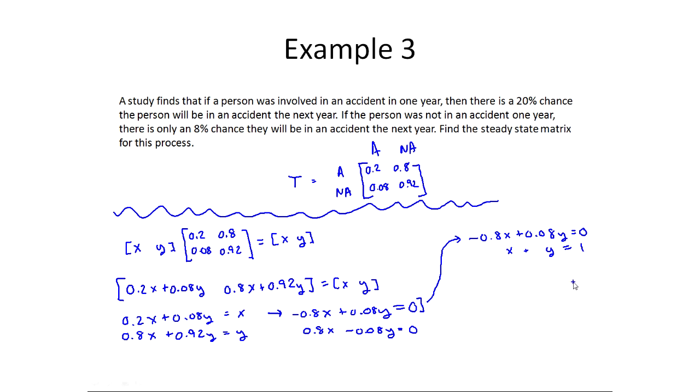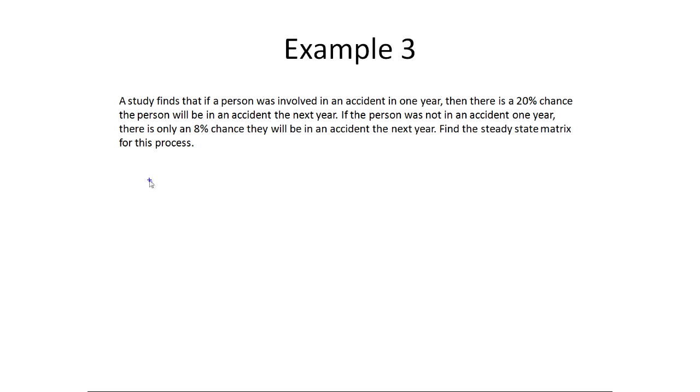Now, if I solve this system of equations, I can find the value of x and y such that the state matrix using those two entries is a steady state matrix for this system. So let me clear the screen and we'll actually solve this. I'll write down those two equations again: minus 0.8x plus 0.08y equals 0, and x plus y equals 1. I have to solve this system of equations. It doesn't matter which method I use.